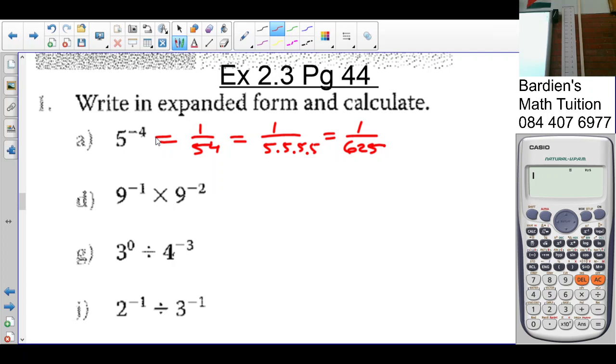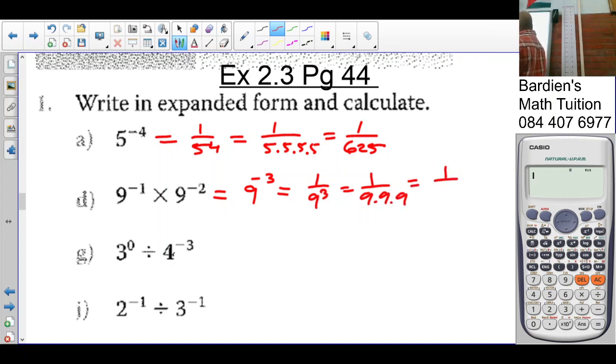Any problems there? No. The next one, when we're multiplying and bases are the same, what do you do to the exponents? Add the exponents. So it's going to be 9 to the negative 1 plus negative 2, which is negative 3, which in turn can be written as 1 over 9 cubed, which is 1 over 9 times 9 times 9, which is 1 over 729. You guys got that?